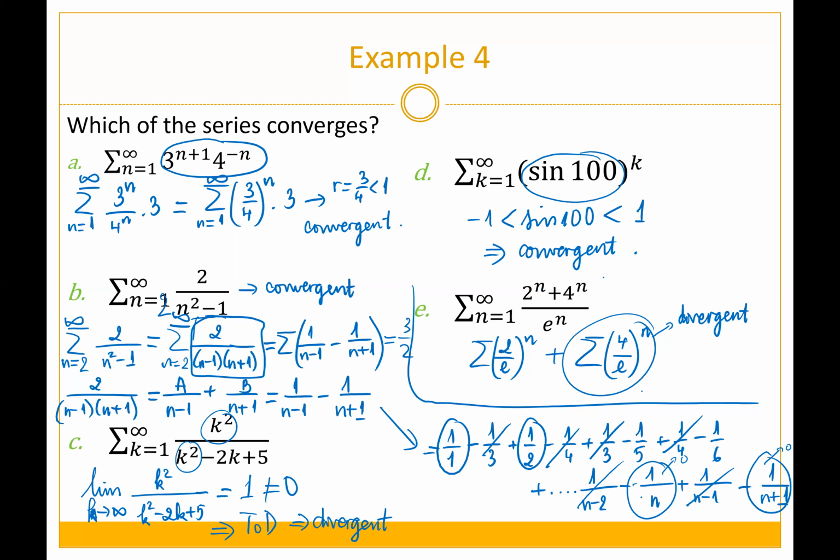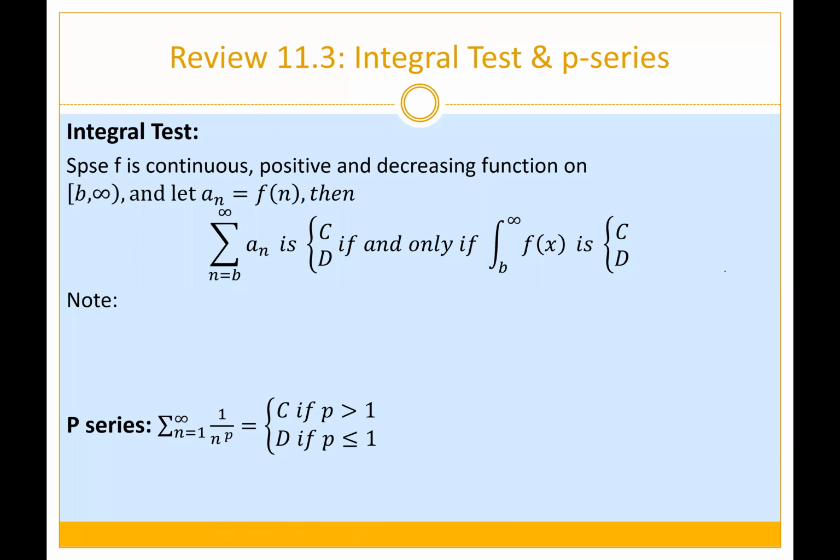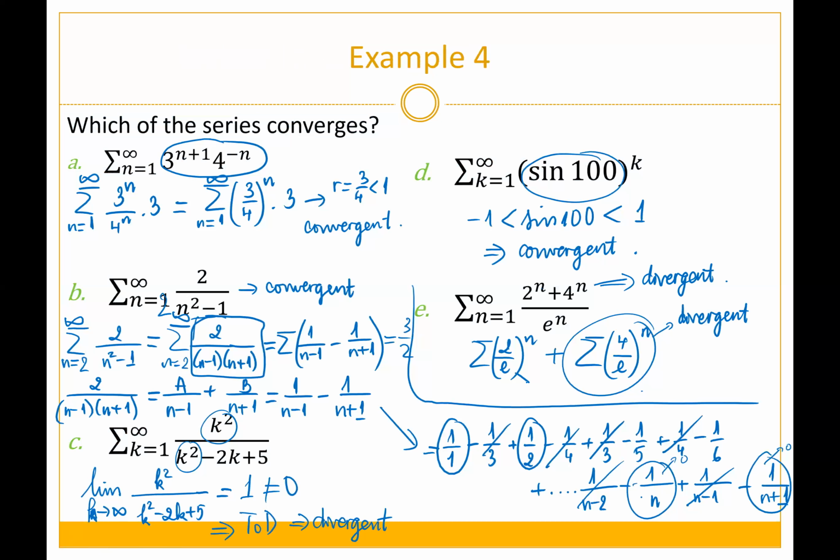Therefore, the entire series is divergent. So this answers one of the questions that someone raised before: what if one of them is convergent? What if one of them is divergent? Do you see what I'm saying here? Okay, cool.